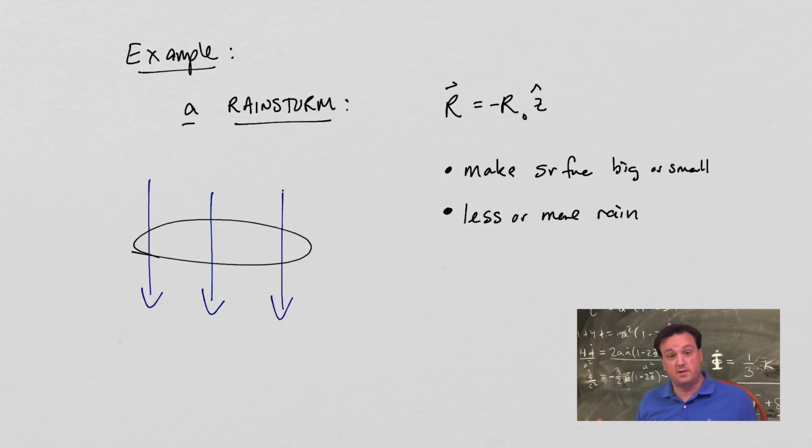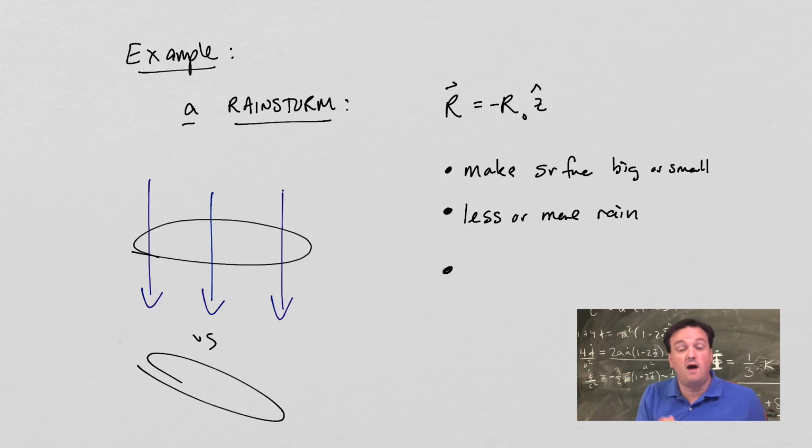I can make the surface bigger and accept more water, smaller accept less water. I can turn the faucet up, I can turn the faucet down, and that's going to change the strength of the water. But there's another thing that you know about, and that is I can change the orientation of the surface that I'm looking at. And therefore, the relative orientation of my surface and my vector field is going to define how wet I'm getting.